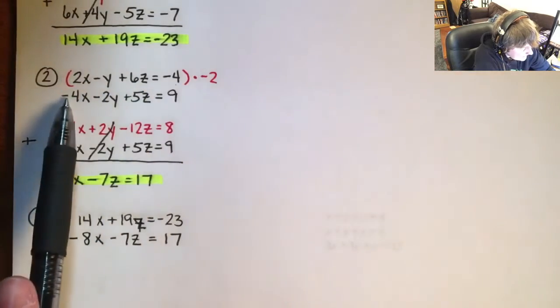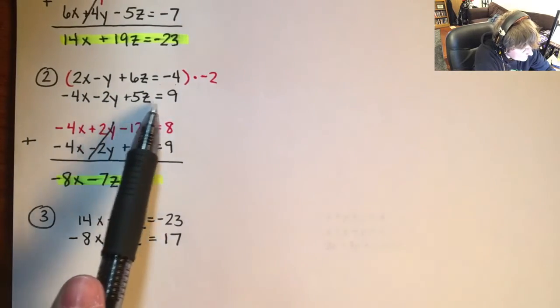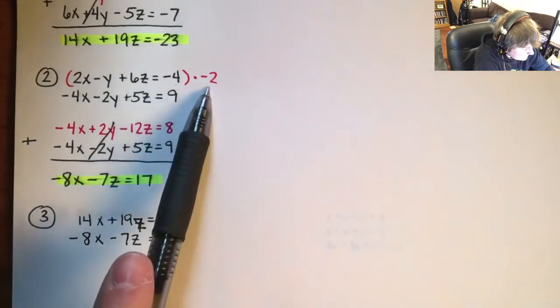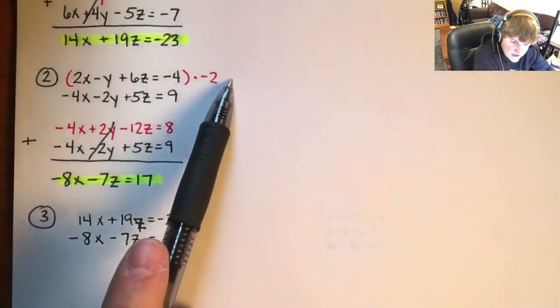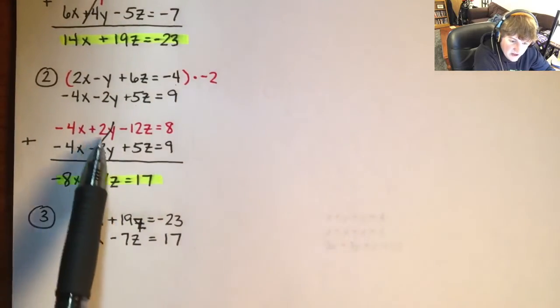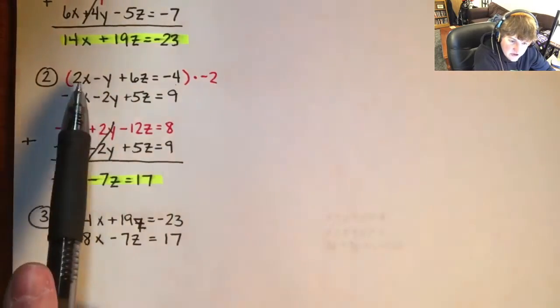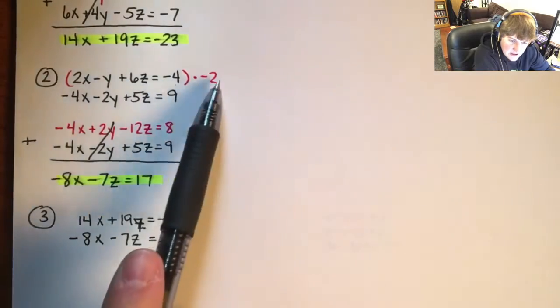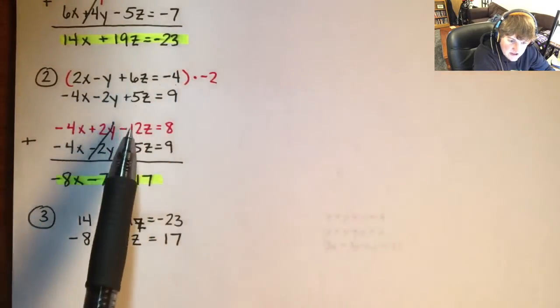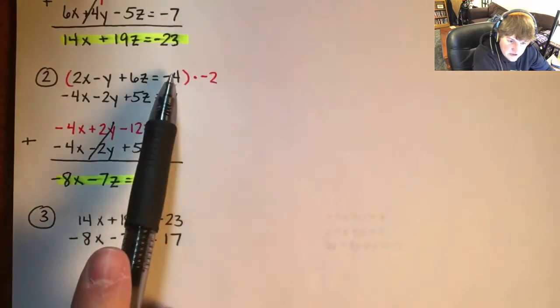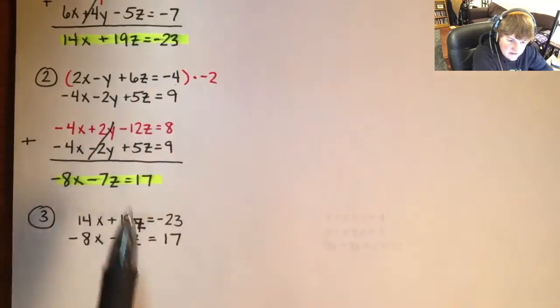And so then here, I picked the top equation, 2x minus y plus 6z is equal to negative 4, and negative 4x minus 2y plus 5z is 9. And I multiply by negative 2 because that will create opposites here. Negative 1y times negative 2 is positive 2y, and those are my opposites. So negative 2 times 2x is negative 4x. Negative 2 times negative y is positive 2y. Negative 2 times 6z is negative 12z. Negative 2 times negative 4 is positive 8.